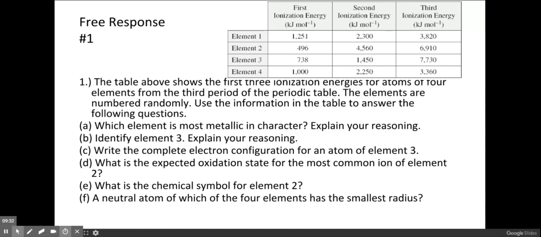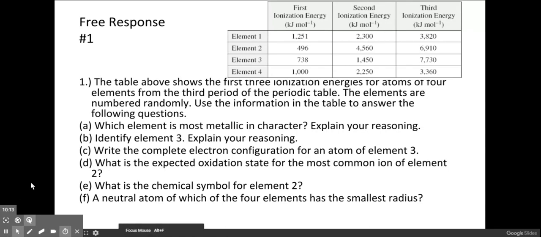So here we have a table with some successive ionization energies for some unidentified elements. It shows the first 3 ionization energies for atoms of 4 elements from the 3rd period of the periodic table. The elements are numbered randomly. Use the information in the table to answer the following questions. Which element is most metallic in character, and explain your reasoning. And then identify element 3 and explain your reasoning. So pause the video here, and when we come back, we'll talk about the answers to A and B only.